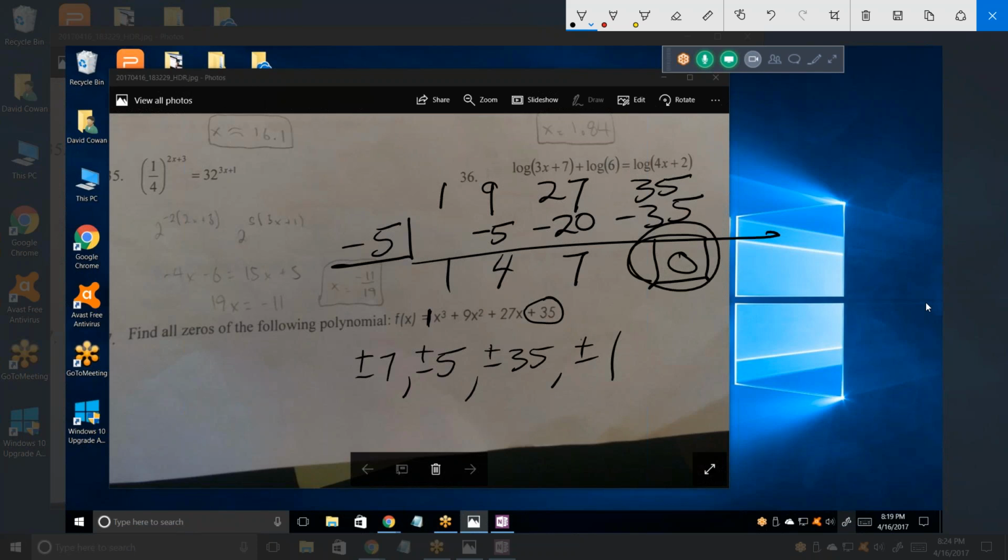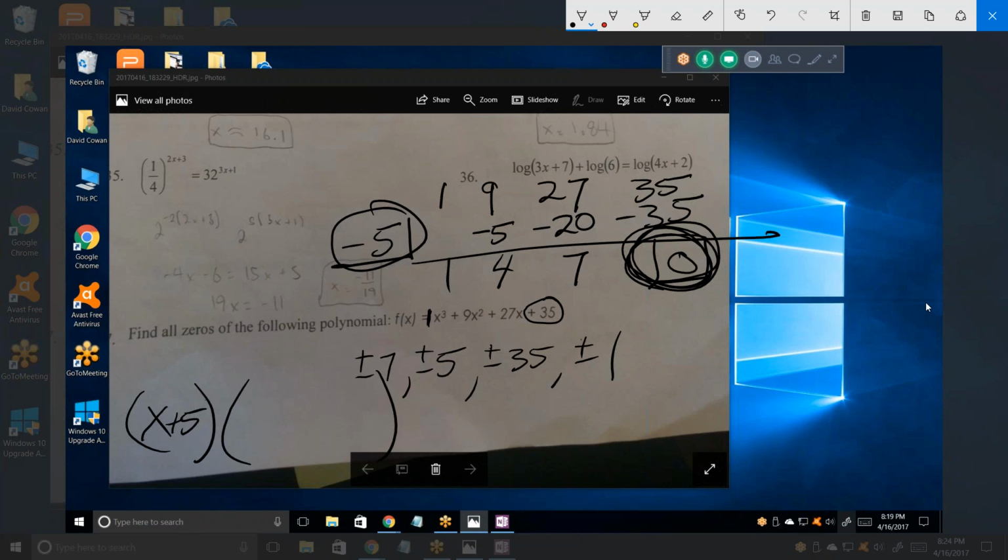And indeed, I get a 0 remainder. And now I know that -5 is one of the factors. What's the other factor? Now that I know one of them, what's left? In other words, I know that x plus 5 is one of the factors, right? If the 0 is -5, then one of the factors has to be x plus 5. How do I know what the other factor is?